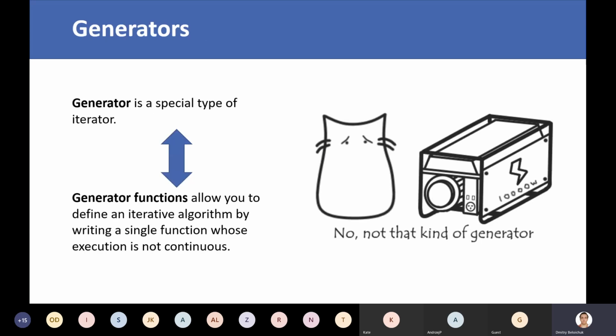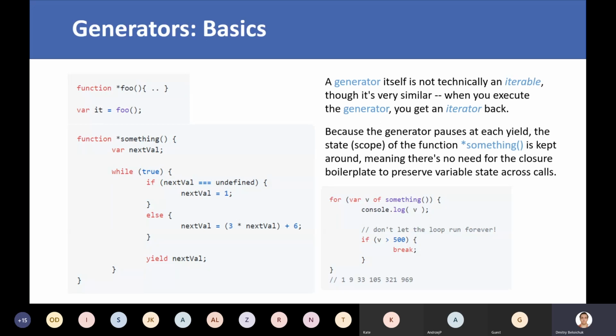And we do this with a special function thing inside the JavaScript language. It differs from basic functions by this small asterisk between the function keyword and the function name.